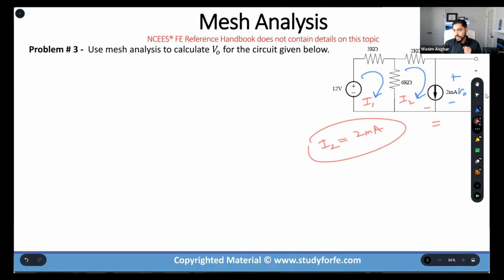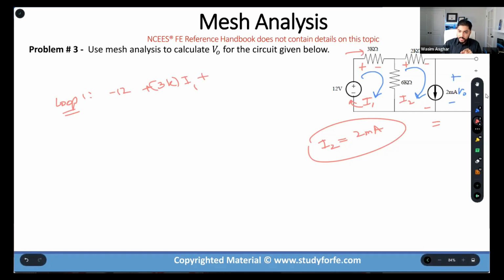So I2 is equal to 2 milliamp, right? Now let's write our equation, first for loop 1, then for loop 2. Okay. Current is entering the negative terminal of the 12-volt battery. Am I going to write this as positive 12 volt or negative 12 volt? Quickly. Minus 12, right? Minus 12. And then I'm going to write it as 3K times I1, correct? Because current enters the positive terminal of this.